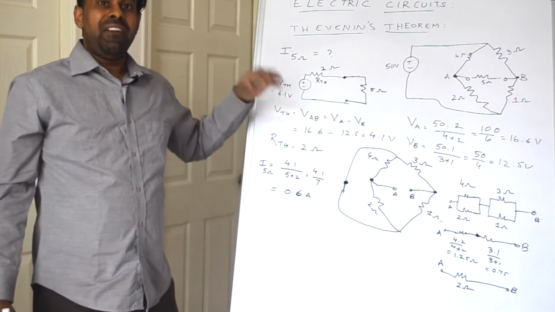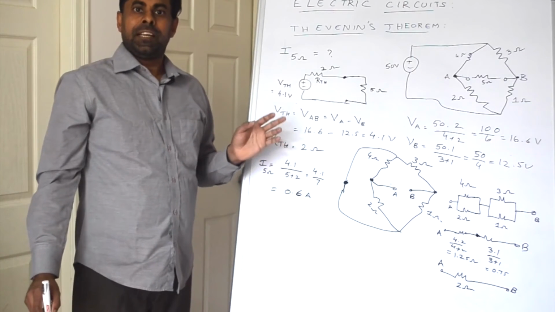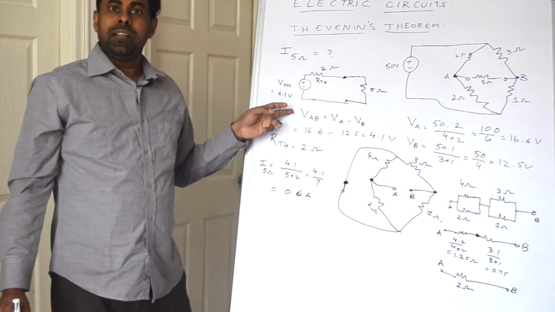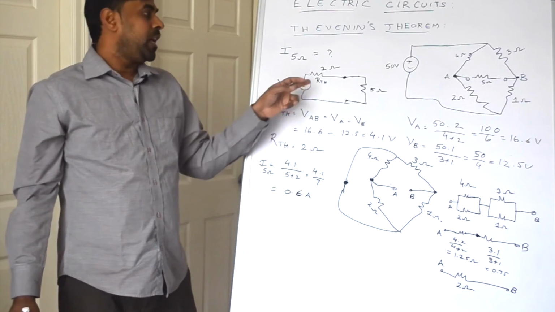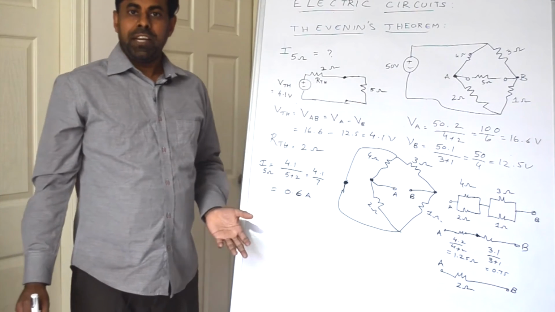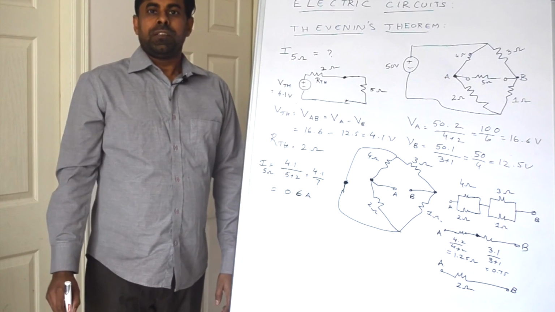Similarly, we can find any parameter, voltage, current or power in a particular element by making that element open circuit and finding the equivalent voltage and resistance across that open circuit terminals, representing them as Thevenin's voltage and Thevenin's resistance, and substituting that element we can find any parameter, current, voltage or power.